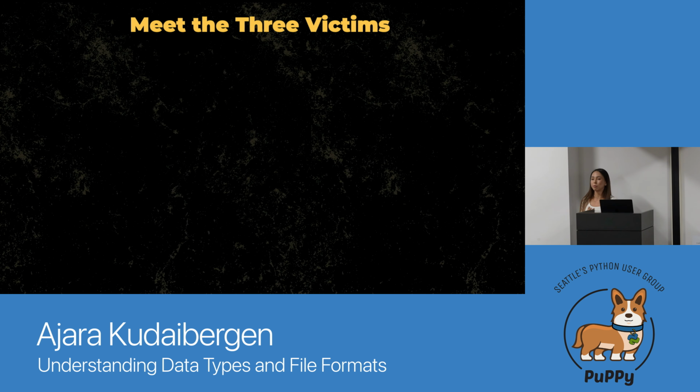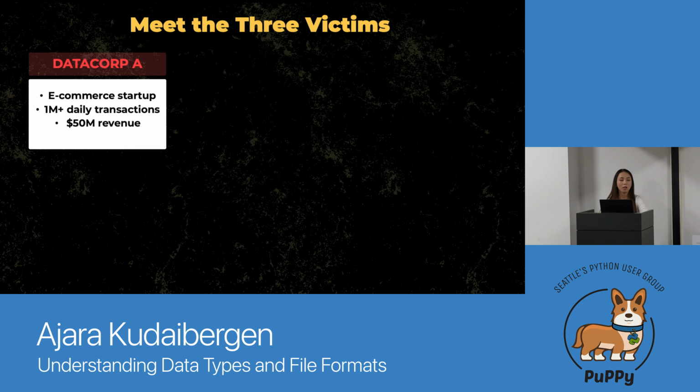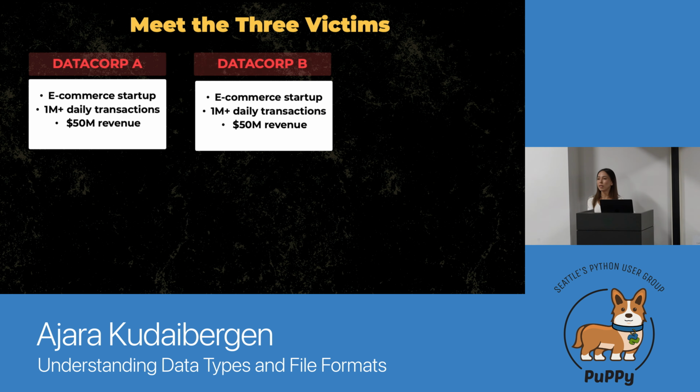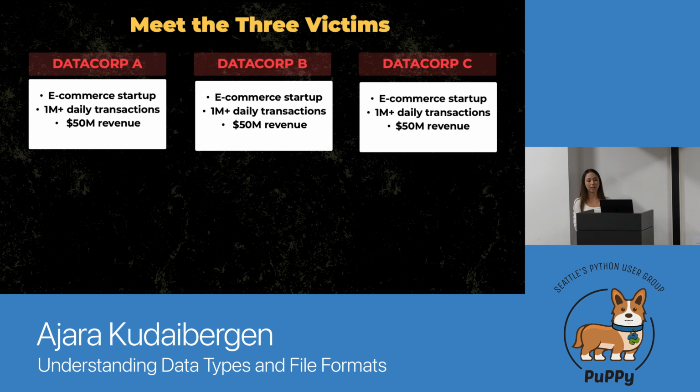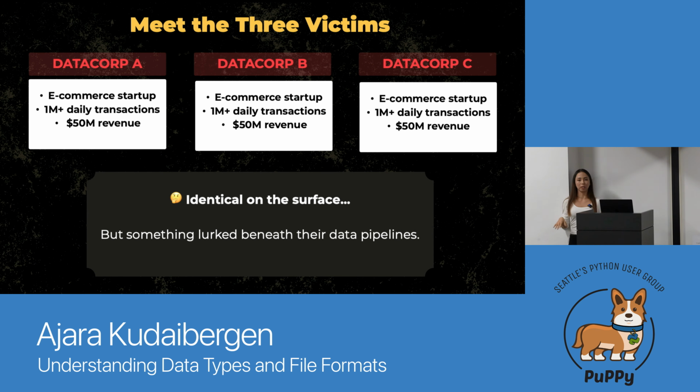Let's meet our three victims. We have the first company, a hypothetical company called Data Corp A. They are an e-commerce startup. They have 1 million daily transactions, and their revenue is 50 million. The other two companies are the same. They are also startups, they also have 1 million transactions, and they have 50 million in revenue. They look identical on the surface, but something is different in their data pipeline.